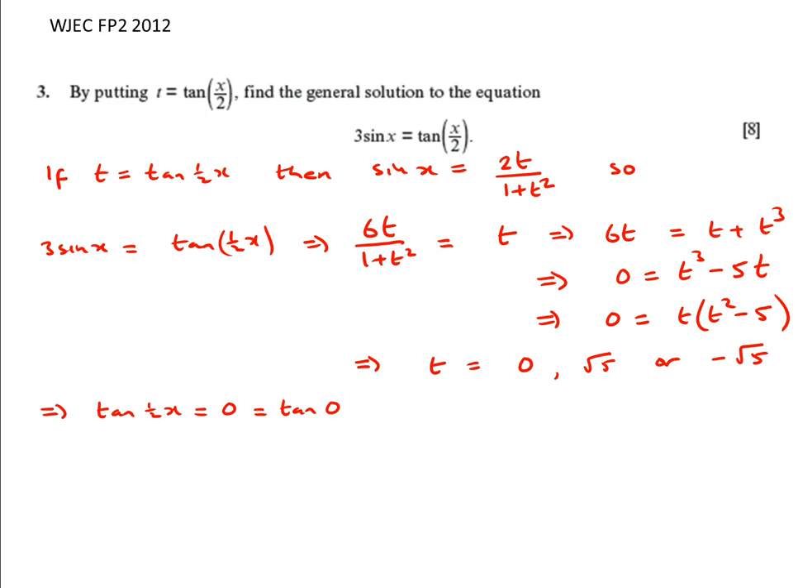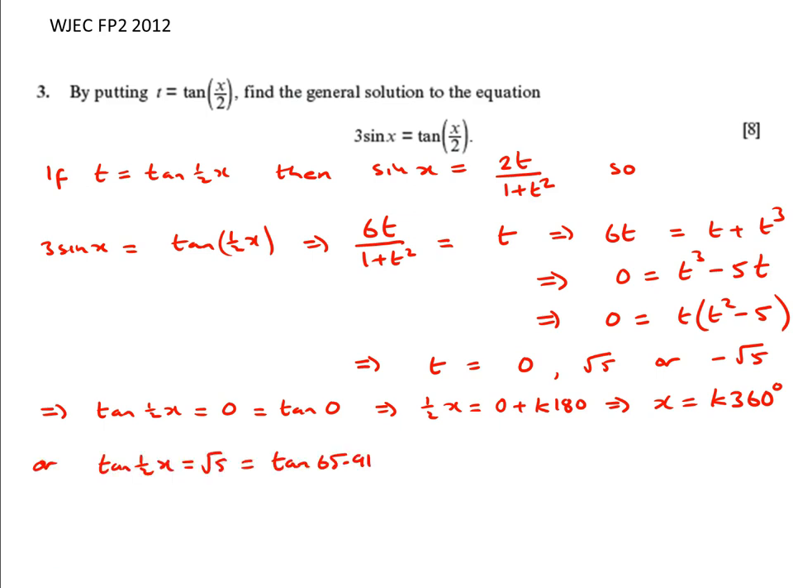If we start off with the solution tan half x equals 0, well, 0 is the same thing as the tan of naught. So we can say that a half x, the general solution of that equation, is going to be a half x equals naught plus k times 180 degrees, if we're using degrees again, which gives me x equals naught plus k times 360 when we multiply up by 2. So we've got x equals k times 360 degrees is the general solution of tan half x equals nothing.